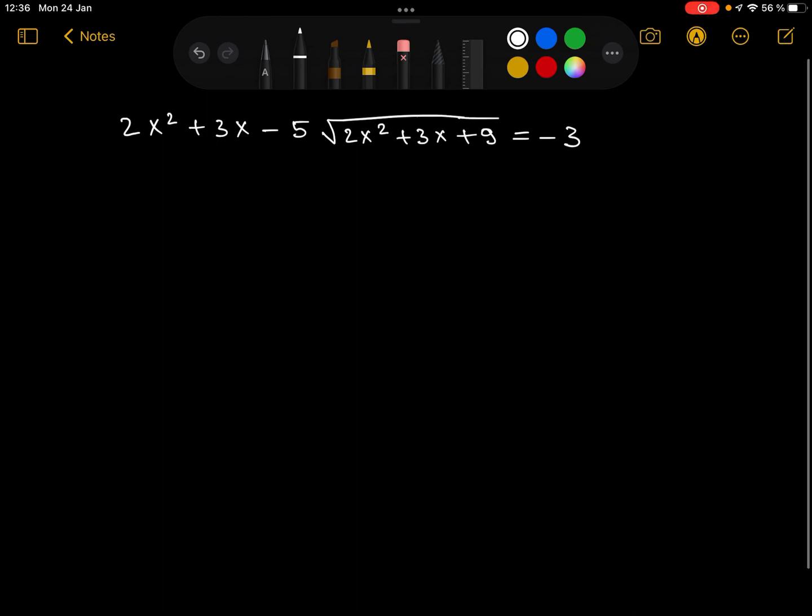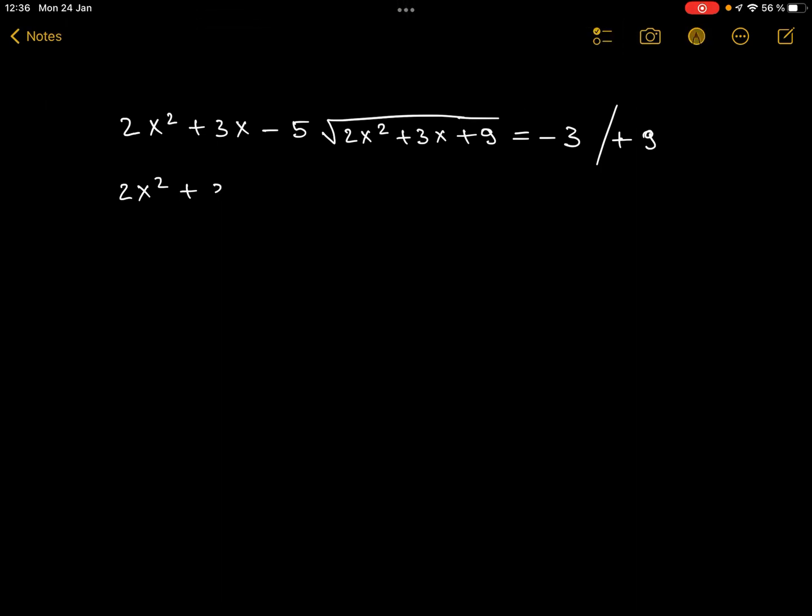So I'm going to start by adding 9 to both sides, and what that will give me is 2x squared plus 3x plus 9 minus 5 times the square root of 2x squared plus 3x plus 9 is equal to 6. 9 minus 3, which is 6.